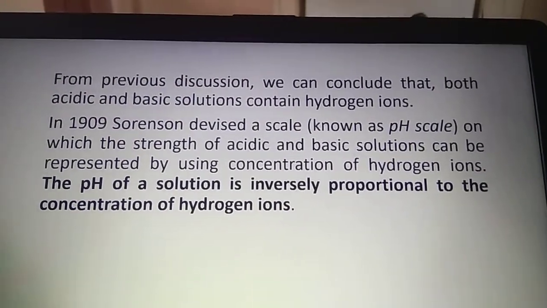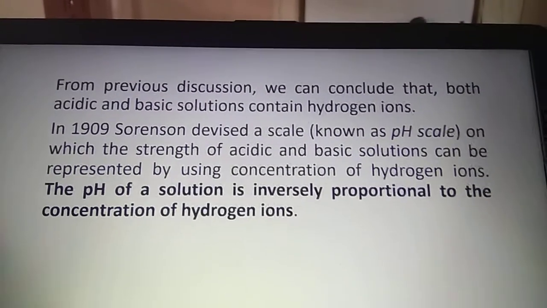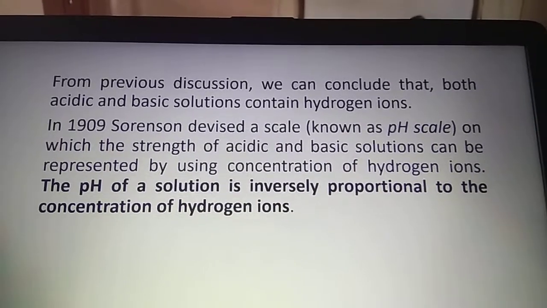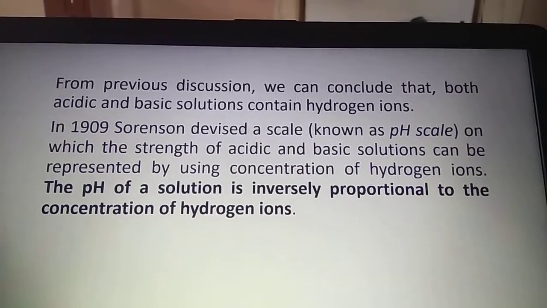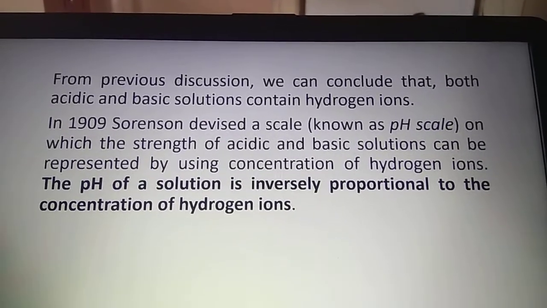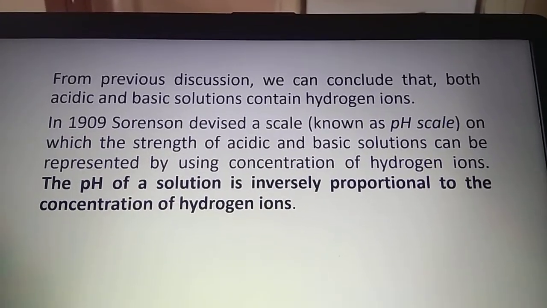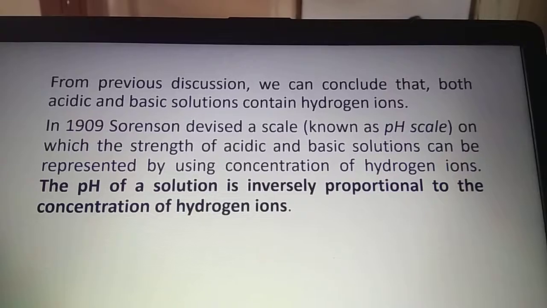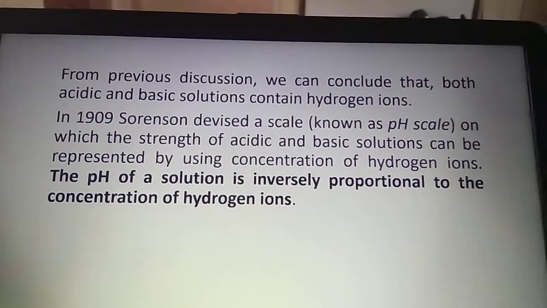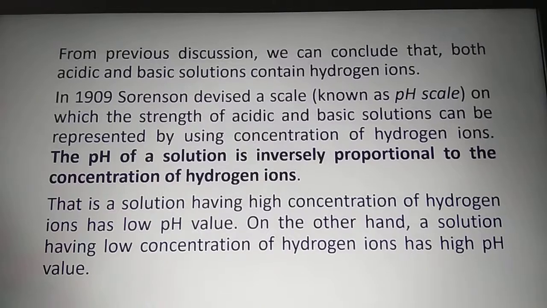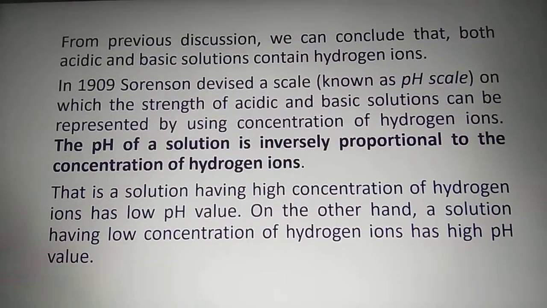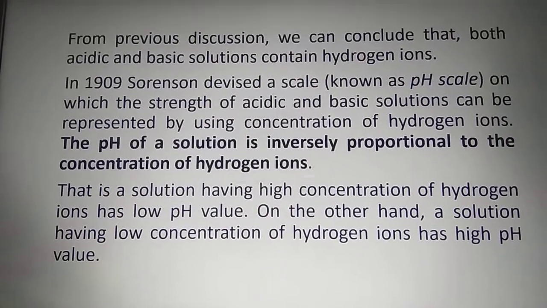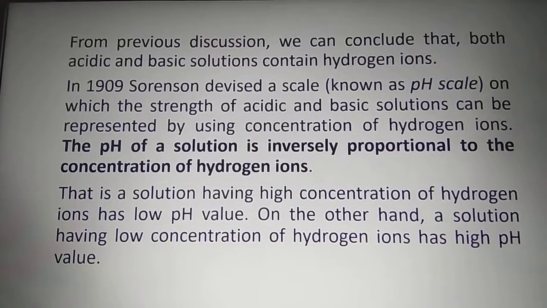We have to remember one thing. What is that? The pH of a solution is inversely proportional to the concentration of hydrogen ions. Inversely proportional, what does it mean? It means if concentration of hydrogen ions increases, pH will decrease. If concentration of hydrogen ions decreases, pH will increase. That is, solution having high concentration of hydrogen ion has low pH value, and the solution having low concentration of hydrogen ions has high pH value.